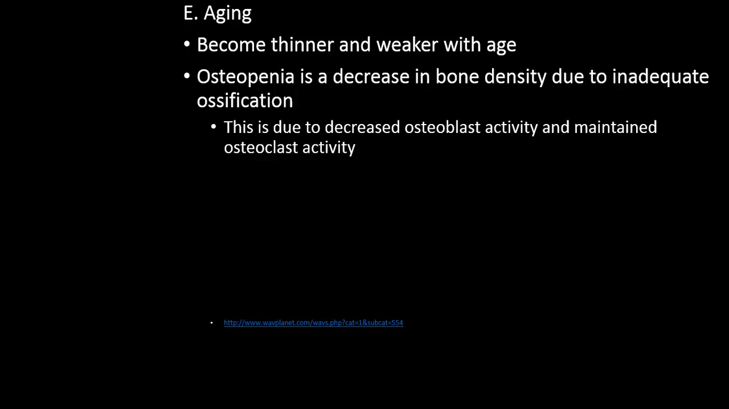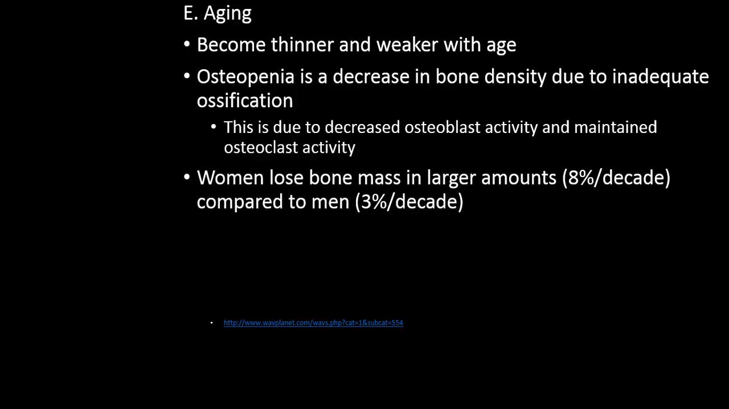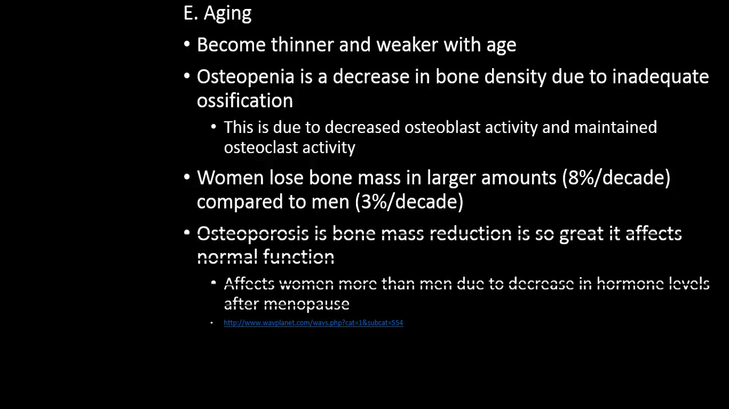A lot of this has to do with the fact that in remodeling you have a balance between the activity of osteoblasts and osteoclasts. Well, in osteopenia, there's the regular decrease in osteoblast activity, and osteoclast activity remains a little higher than those osteoblasts. Women lose more bone mass than men, 8% a decade, whereas men lose about 3% a decade. Then there's a severe case called osteoporosis.